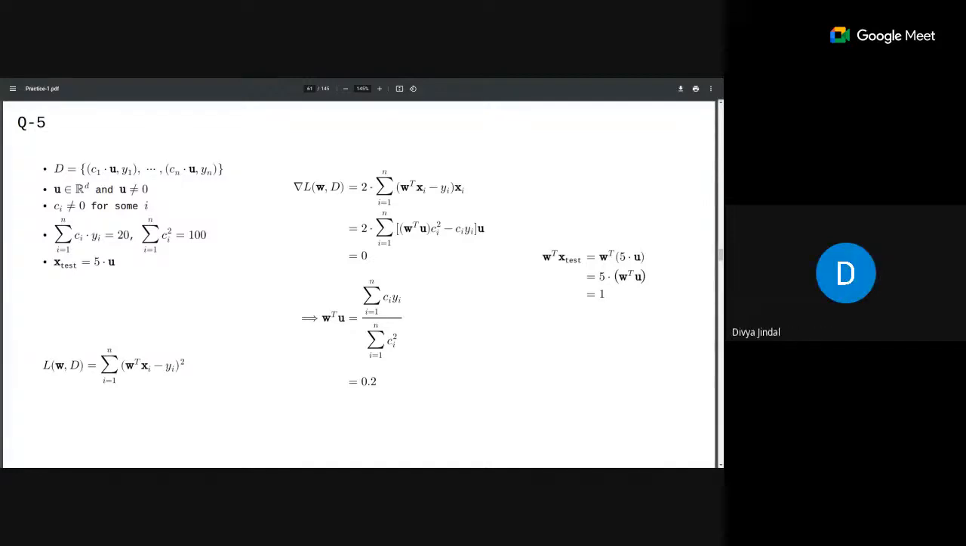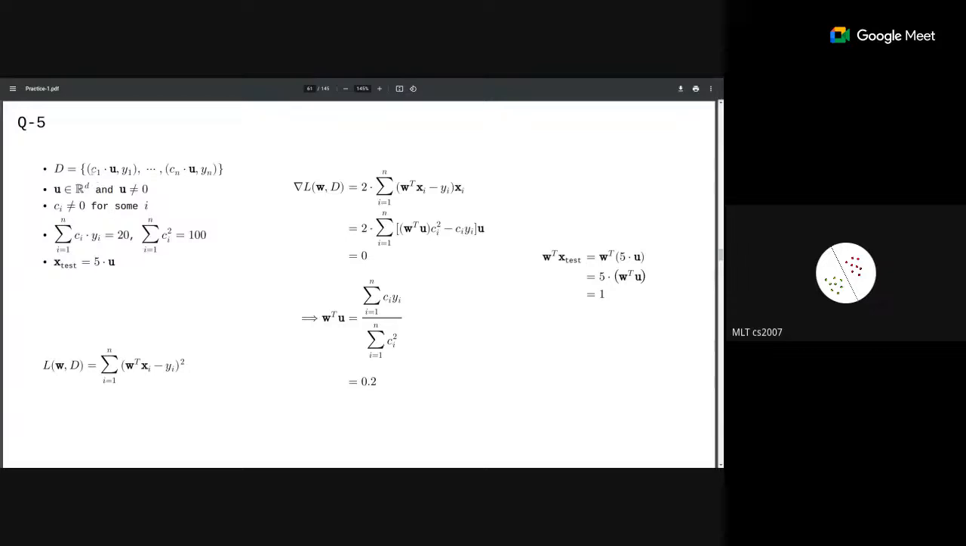I didn't understand some things here. This Ci is a scalar. According to the convention that I follow, the things which are not in bold are scalars. And what is U? U is some vector. In place of X, some vector data point, Sarah has written U. It's a single vector.